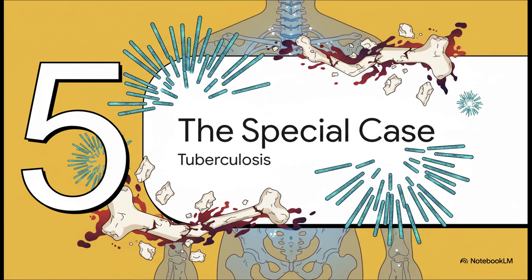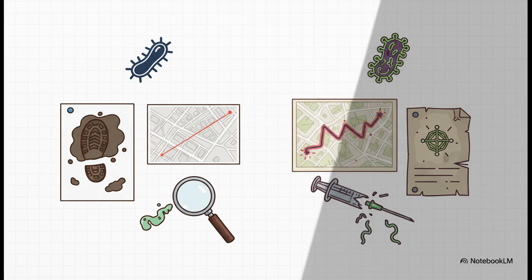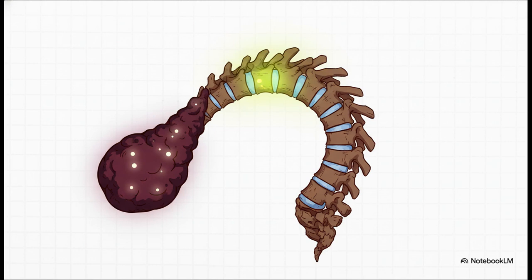And that brings us to our last suspect. This one is a special case. It's an ancient disease that plays by its own set of rules and leaves behind a very unique and often destructive signature. Yeah, tuberculosis. It has a totally different MO, a different modus operandi. You really have to know its specific calling cards to catch it. And here they are. These are the telltale signs of TB in the spine, which is also called Pott disease.